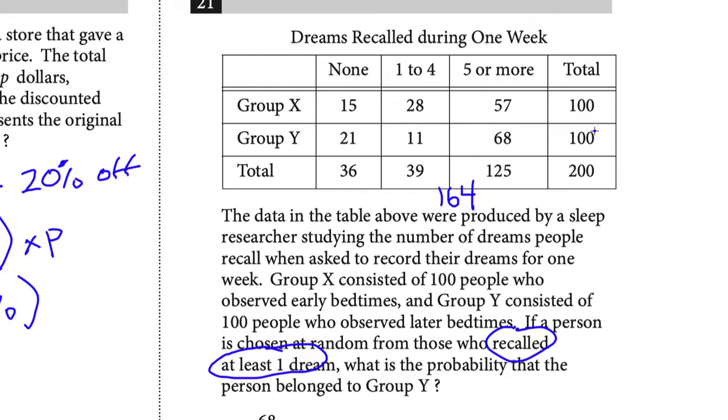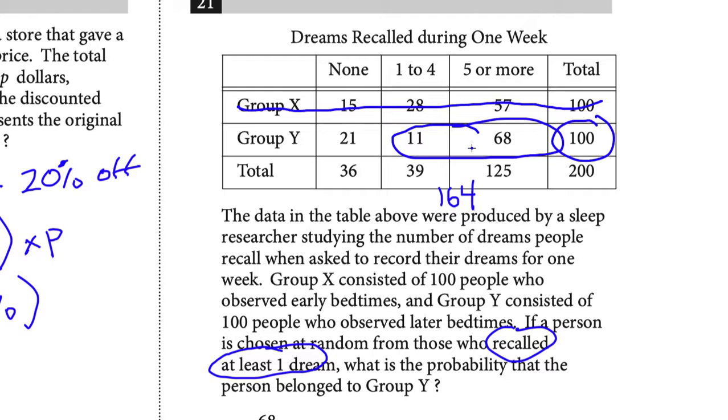Well, the total number of people belonging to group Y is 100. It doesn't make sense to do 164 divided by 100. That's over 100%. We need to simply add up these 2 numbers and divide that by 100. We're not including group X. Ignore group X. It doesn't exist. Only looking at group Y, what is the probability that at least 1 person recalled a dream?